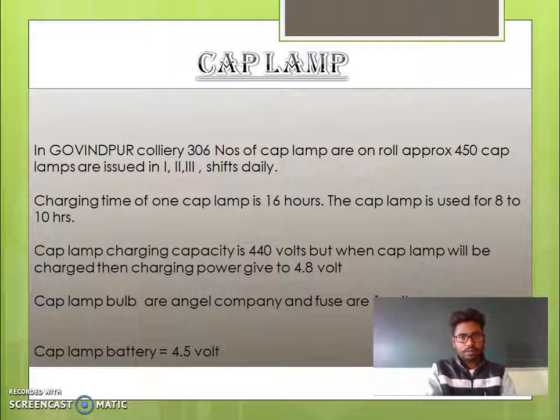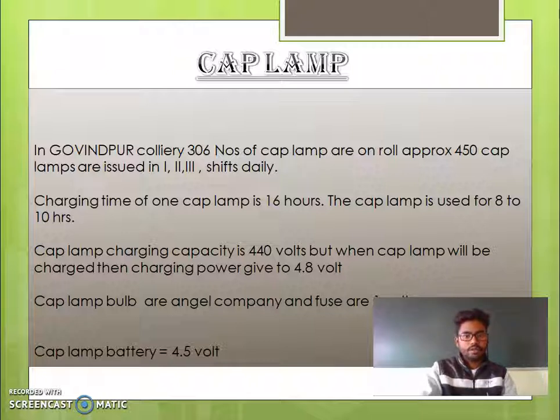Now safety means the cap lamp. In Govindpur colliery, 306 cap lamps are on roll. Approximately 450 cap lamps are issued in the 1st, 2nd and 3rd shifts daily. Charging time of one cap lamp is 16 hours. The cap lamp is used for 8 to 10 hours.